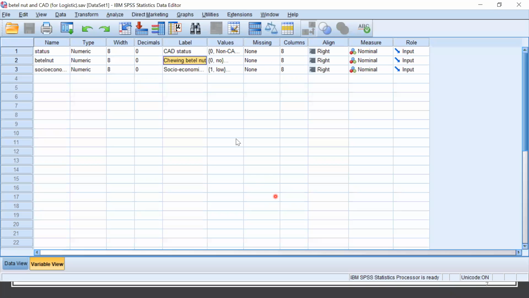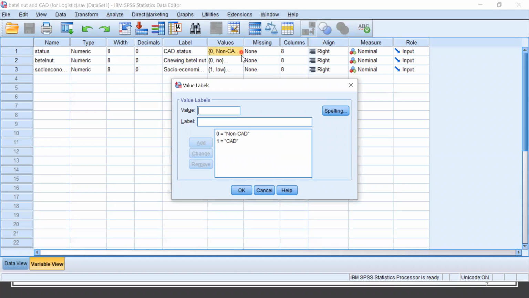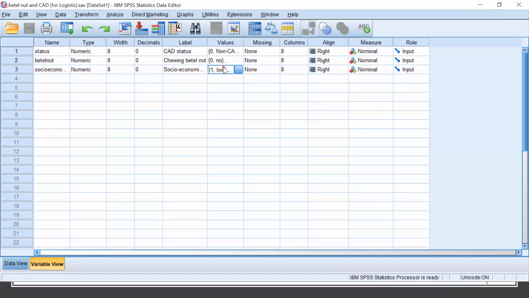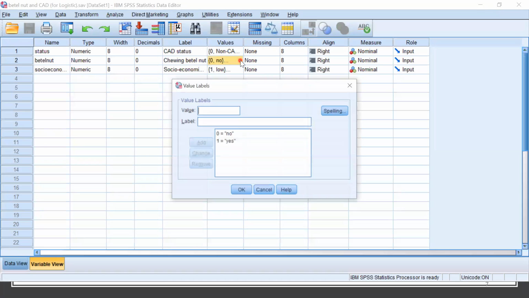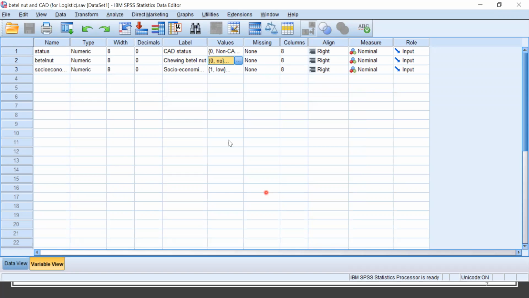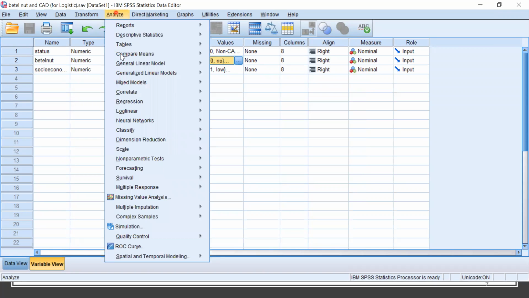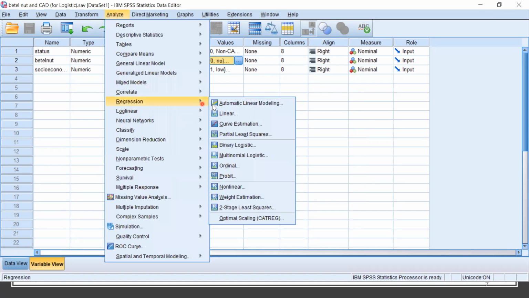For this, we will go to SPSS. This was basically a case-control study. Non-CAD patients were our controls, and those with coronary artery disease were the cases. Our independent variable, the exposure, also has two categories: those who did not chew betel nut in their life, and those who chewed betel nut in their life. So we will apply logistic regression using SPSS, going to Analyze, Regression, and then Binary Logistic.